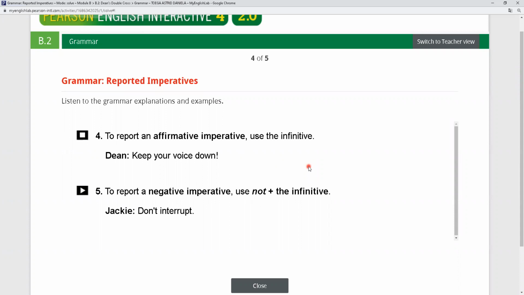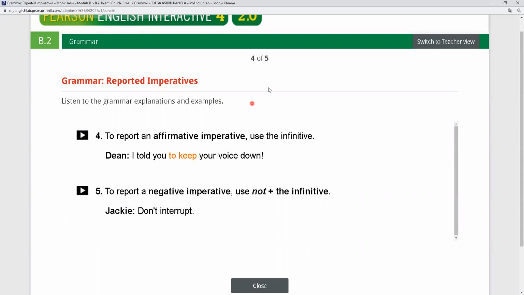Keep your voice down. I told you to keep your voice down. Okay, so the only thing that I have to do is to use the infinitive. That's all, right? I told you to keep your voice down. Dean told him to keep his voice down, right? Everything is with the infinitive, to keep, right?